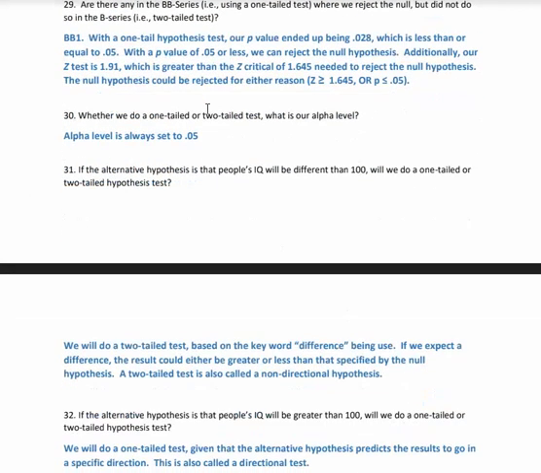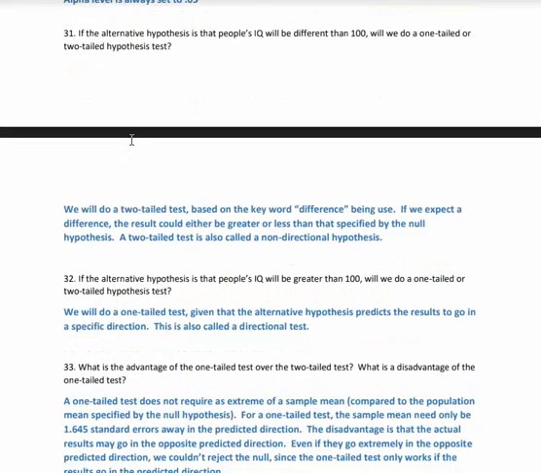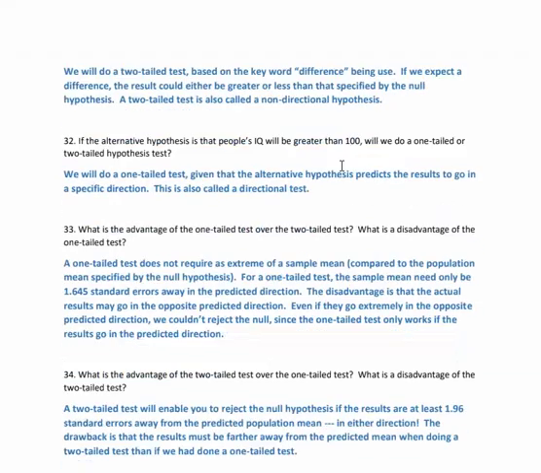Number 30, whether we do a one-tailed test or a two-tailed test, what is our alpha level? Alpha level is always set to 0.05. 31, if the alternative hypothesis is that people's IQ will be different than 100, will we do a one-tailed or two-tailed hypothesis test? And our answer is we'll do a two-tailed test based on the keyword difference being used. If we expect a difference, the result can either be greater than or less than that specified by the null hypothesis. A two-tailed test is also called a non-directional hypothesis.